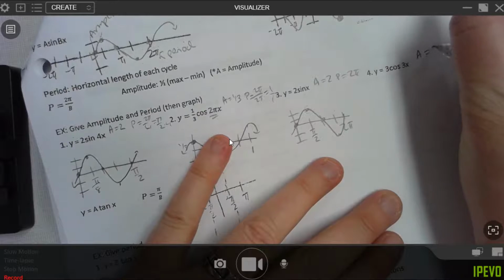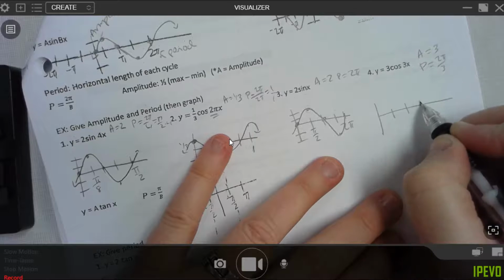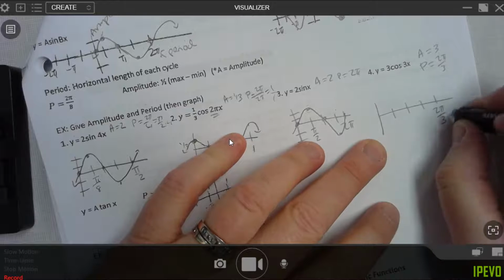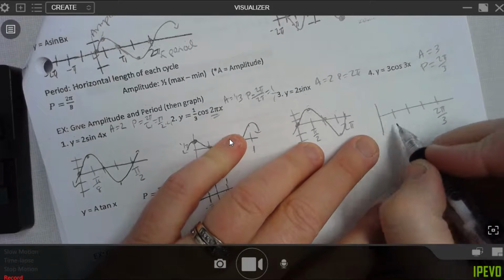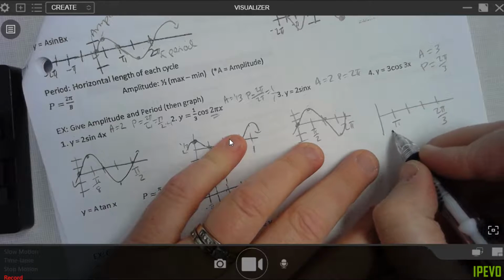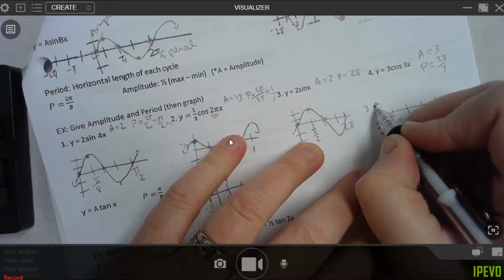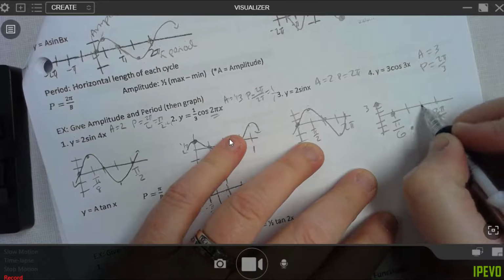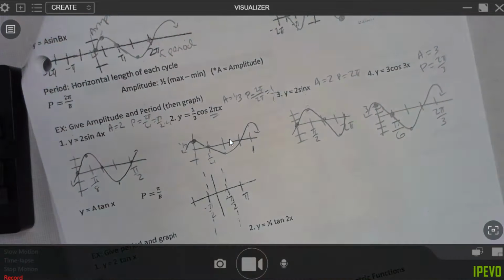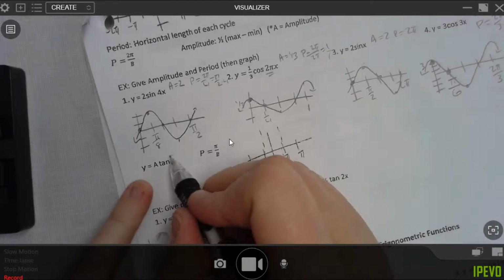So amplitude is 3, period is 2 pi over your b, so 2 pi over 3. So make your 4 marks, 2 pi over 3. Multiply this by 4 to get my mark up in the front. So that'd be 2 pi over 12, which is pi over 6. And then amplitude, so up 3 and down 3. Cosine starts up and then goes down and up. There's that one.